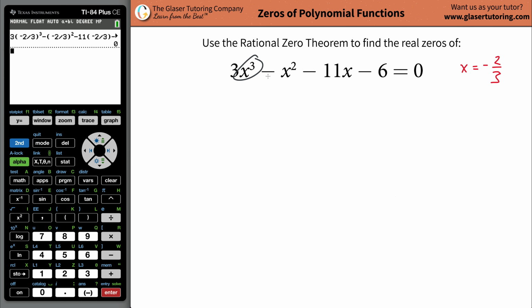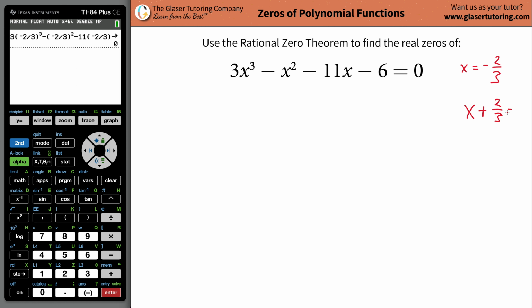I know I'm dealing with a cubic, right? Factoring cubics is kind of ridiculous, but factoring or finding the zeros of a quadratic is a lot easier. So I know if this is a 0, remember, this is the idea: if I know that this is a 0, then I also know one of the factors of this polynomial. The factor would be x plus 2/3.